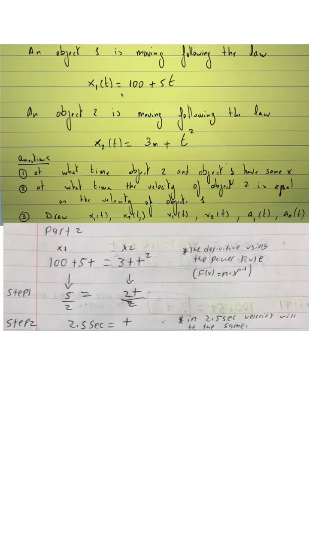Okay, so in this question they want us to find at what time the velocity of object 2 is equal to the velocity of object 1. To do this we make object 1 equal to object 2 and we find the derivatives. To do this we use the power rule. So for the first part the derivative is 5, and for the second part the derivative is 2t. After we solve this we get that t equals 2.5 seconds. This means that in 2.5 seconds the velocity will be the same.